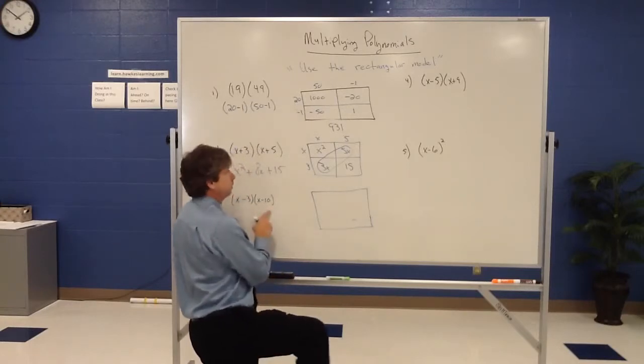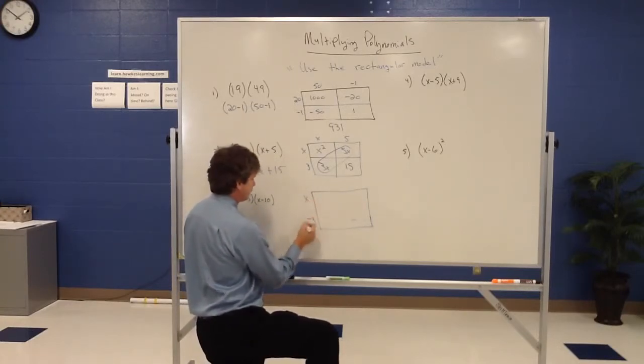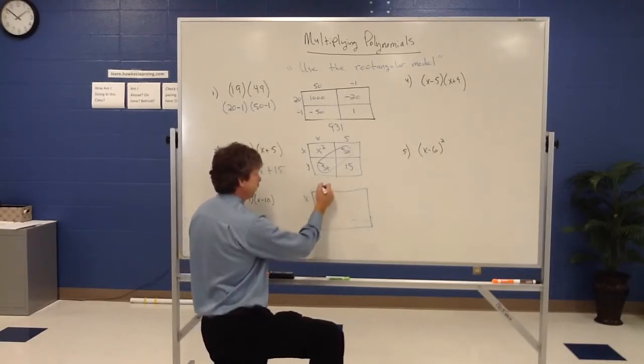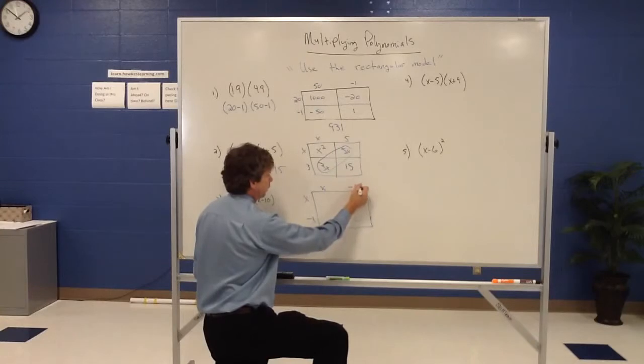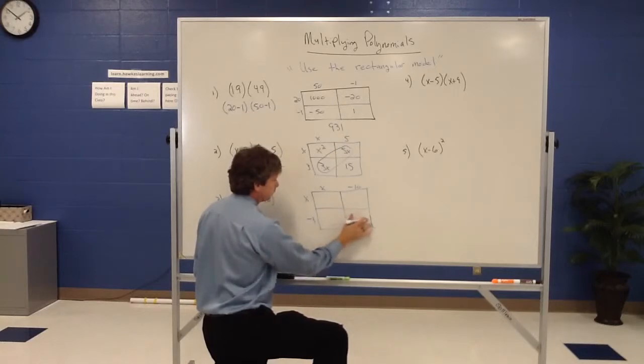So x minus 3 means we can kind of bring the x and the negative 3 down this way. They're the edge of one side of the rectangle. And this x minus 10 represents the other edge of the rectangle. So x minus 10 goes along this way, which allows me to partition the rectangle into 4 regions.